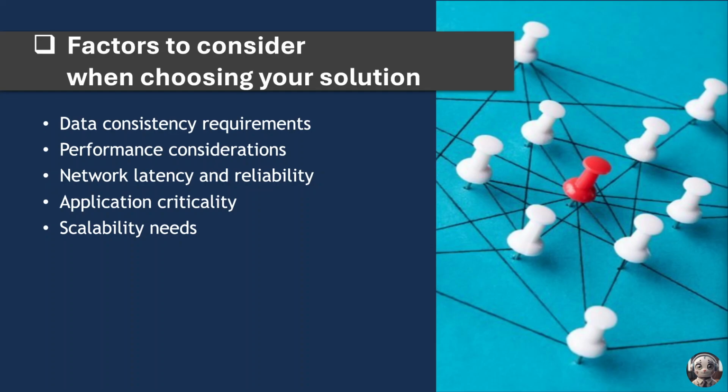Furthermore, consider the complexity of implementation. Evaluate whether your team has the expertise and resources to manage the complexities of synchronous replication, or if a simpler asynchronous solution would be more feasible. Lastly, cost considerations play a significant role. Assess the infrastructure and operational costs associated with both synchronous and asynchronous replication solutions. Determine which option offers the best balance between cost and functionality for your organization. By carefully weighing these factors, you can make an informed decision that aligns with your business needs, application requirements, and budget constraints, ensuring successful data replication implementation.